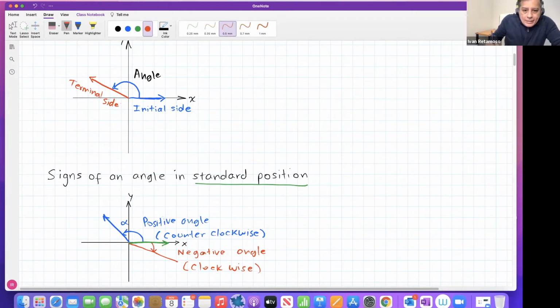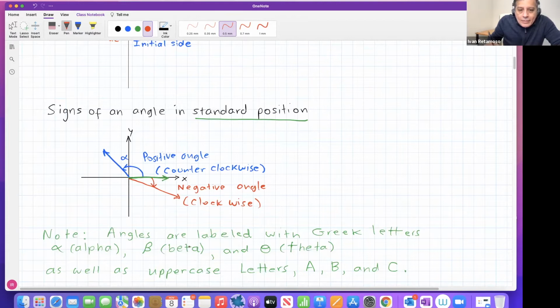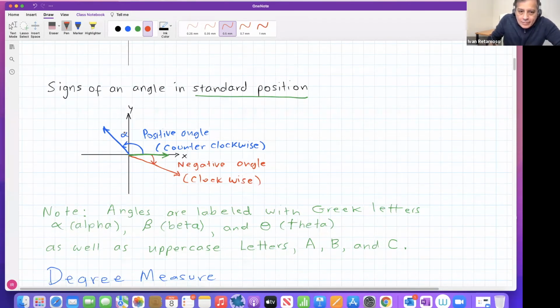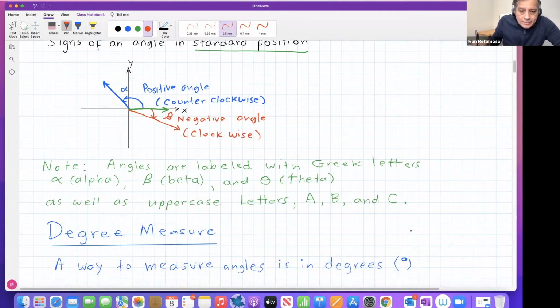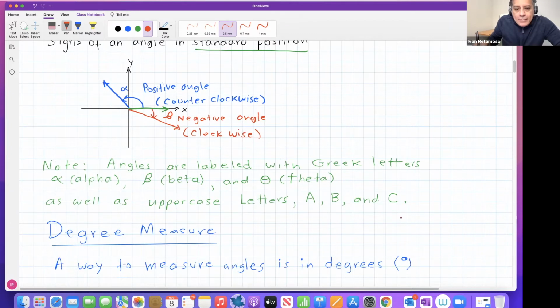All right, so now that we have positive angles and negative angles, let's talk about the notation. Note, angles are labeled with Greek letters: alpha, beta, theta, and so on. These come from the Greek alphabet, okay? So that is why I allow myself to call this one alpha, and this one I could call beta perhaps, right? It's a common way to label angles. But also, since we're going to work eventually with triangles, you can use uppercase letters from the English alphabet, A, B, C, and so on, right? These are the most common: alpha, beta, theta, A, B, and C.